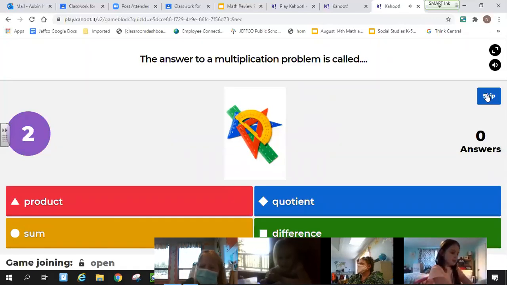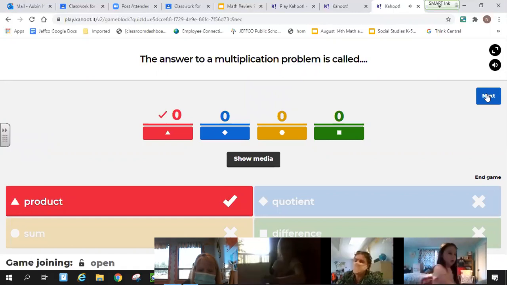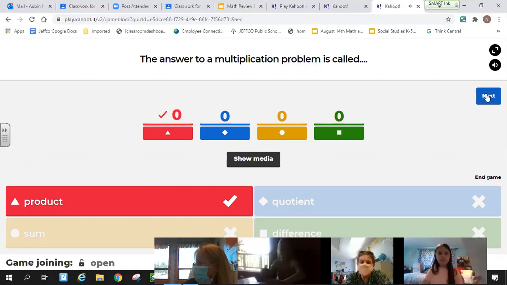Hold it up at home when you know it. You should have gotten product. Quotient. The quotient is the answer to a division problem.